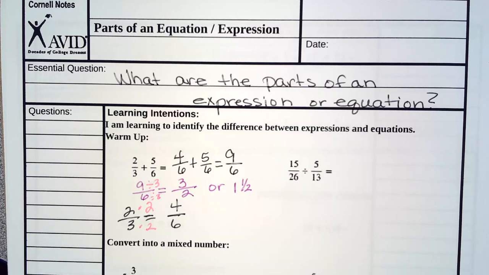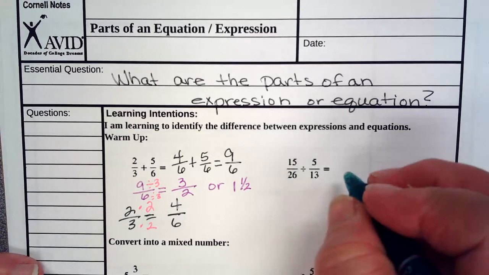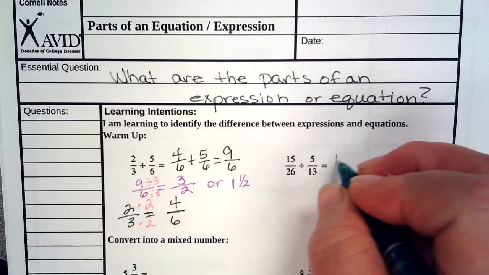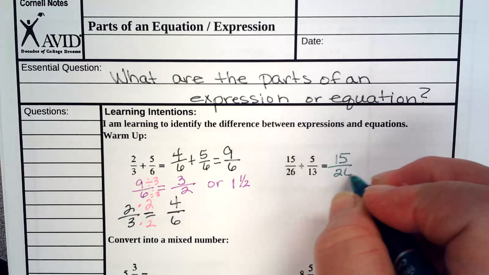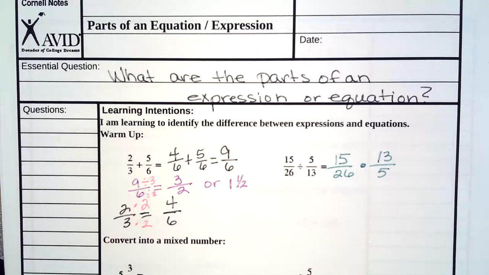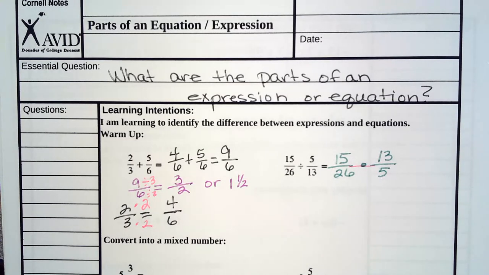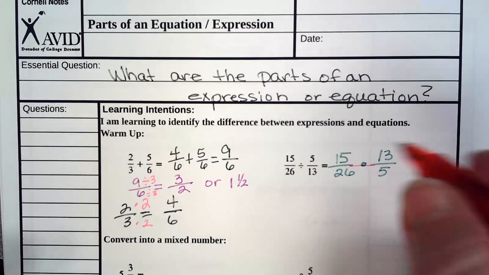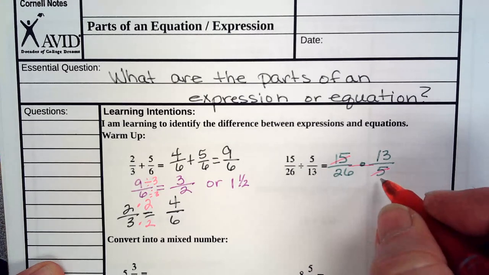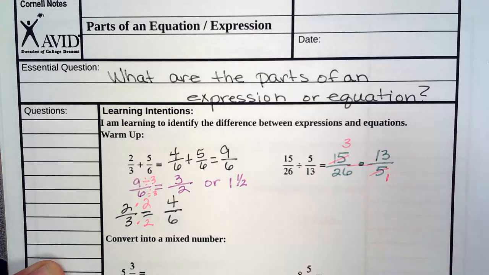Next one. Do I divide by a fraction? No, you multiply by the reciprocal. So this becomes 15 over 26. That doesn't change. Times 13 over 5. Now, as I'm looking at tops and bottoms, 15 and 5. Well, 5 will divide evenly into 15. 5 divided by 5 is 1. 15 divided by 5 is 3.